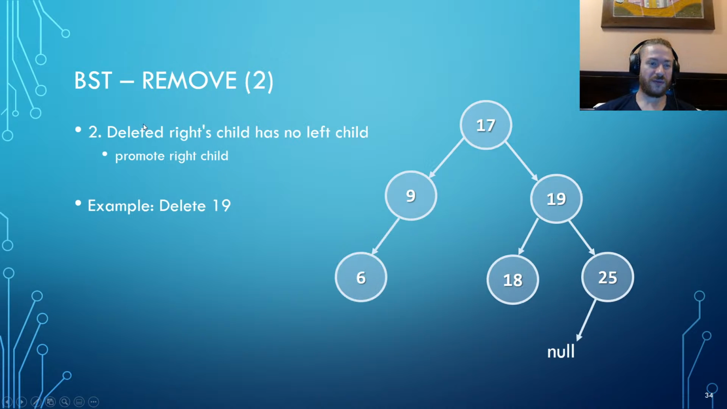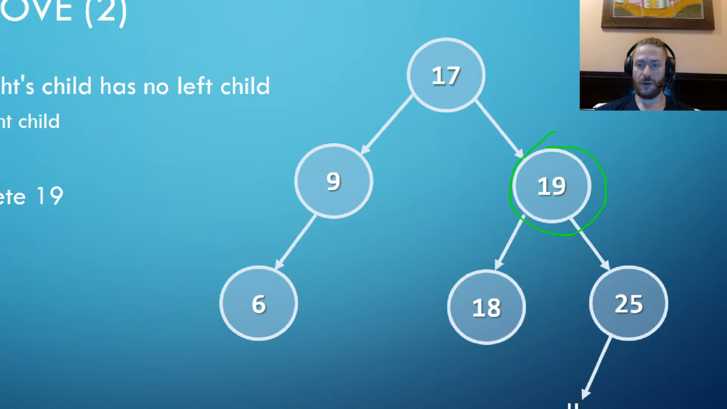Then, if we try to delete a node and it has a right child, but it has no left child, we need to promote the right child. It's getting a little bit dizzy, but look at it. If we want to delete 19, what do we need to do? We need to delete 19 and we need to promote some of these children to preserve the order of the tree. So if we promote 18, is 18 okay? It will still be valid.